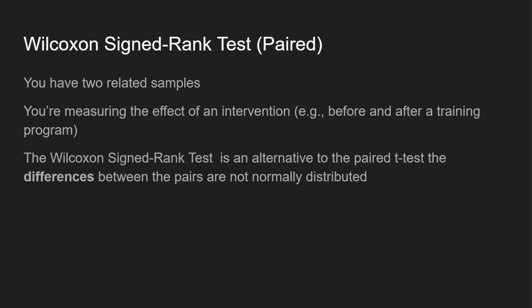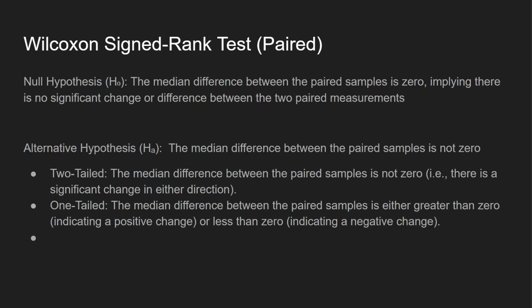So a classic example is before and after a training program. Let's say you're trying to get a faster 5K time, and you want to see the times beforehand and the times after for a running club. The Wilcoxon signed-rank test is the alternative to the paired t-test, and we use this when the differences between the pairs, the before and after, are not normally distributed.